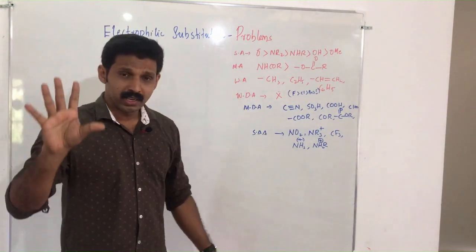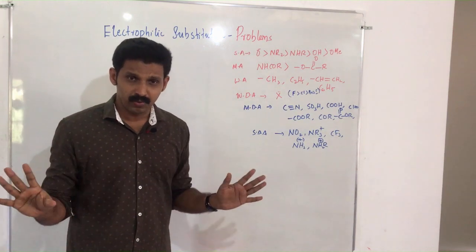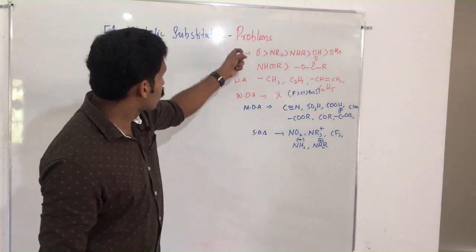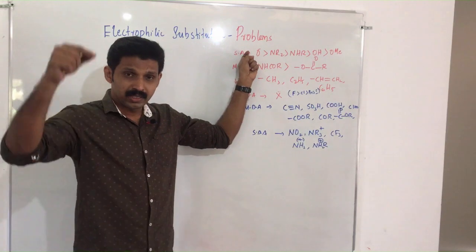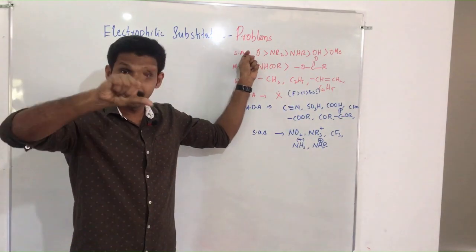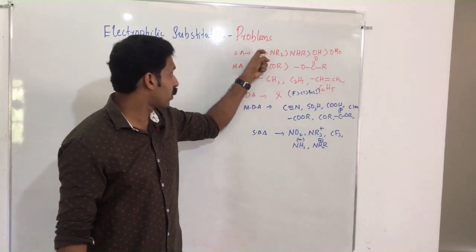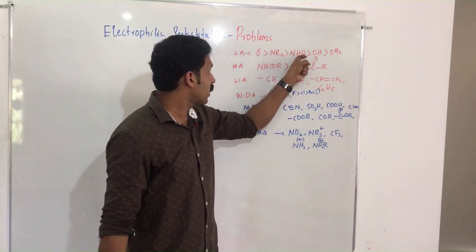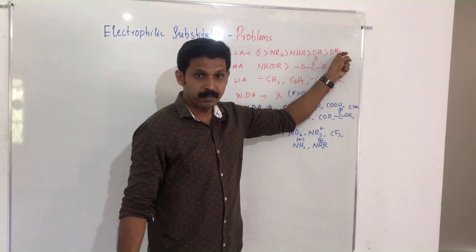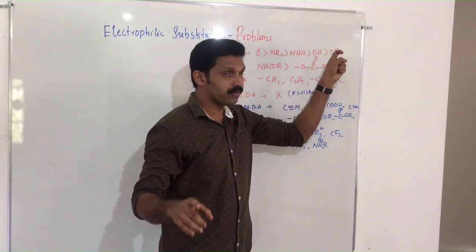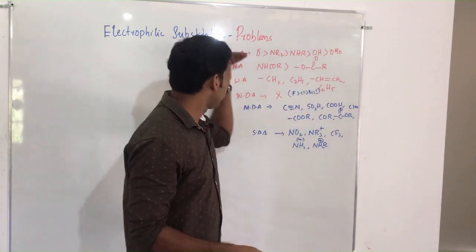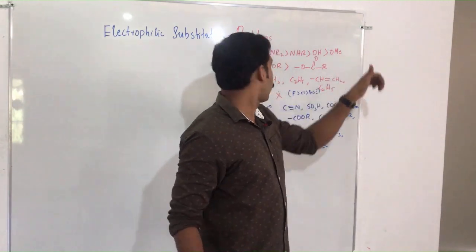In electrophilic substitution reactions, there are different types of groups. One is the strongly activating group. Within the strongly activating groups, the order of activating power is O minus, that is phenoxide ion, then NR2, that is tertiary amine, secondary amine, then OH, and OMe. OMe means ether. That is the power of strongly activating groups in decreasing order.